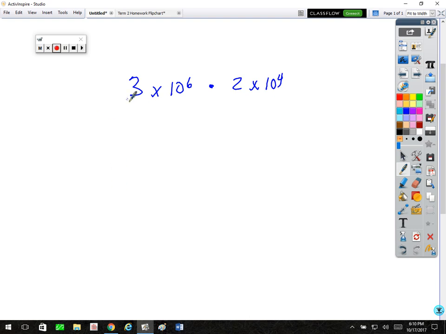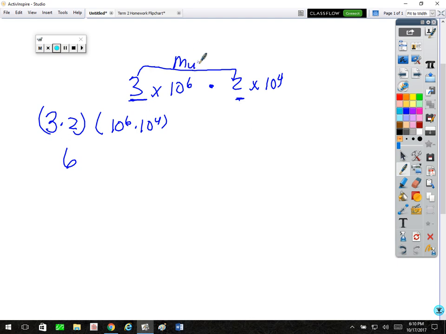And remember, this is what we did a couple weeks ago. All we're looking for here, I have coefficients. Remember, I can rewrite this as 3 times 2 and then 10 to the 6th times 10 to the 4th. You don't have to rewrite it, but it will help you. So all I'm doing here is multiplying my coefficients. 3 times 2 is 6. And then I'm going to multiply the same bases.